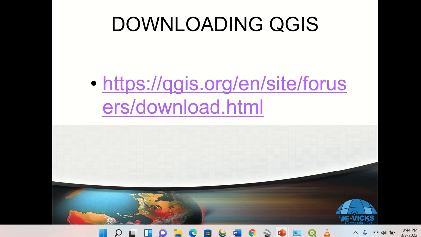Next, we'll be downloading the QGIS software. QGIS can be downloaded using the link I displayed on our screen, and you can also type QGIS download in your browser, and you will have QGIS installed. So in the next video, you'll be seeing the procedure to download QGIS and how to install it.